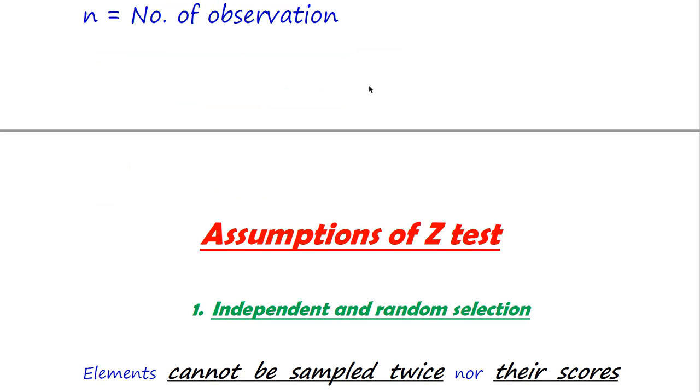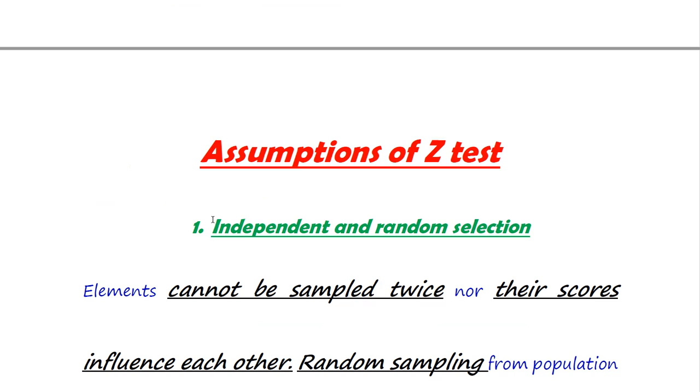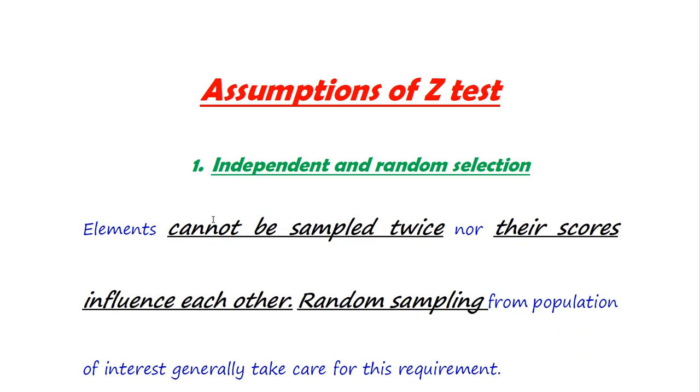Here are the assumptions of the z-test. First is independent and random selection. An element belonging to the sample cannot be sampled twice. Once an element is selected, it cannot be selected again, nor should the scores influence each other. The scores are independent of each other. So to achieve these two goals, we use random sampling from the population of interest.